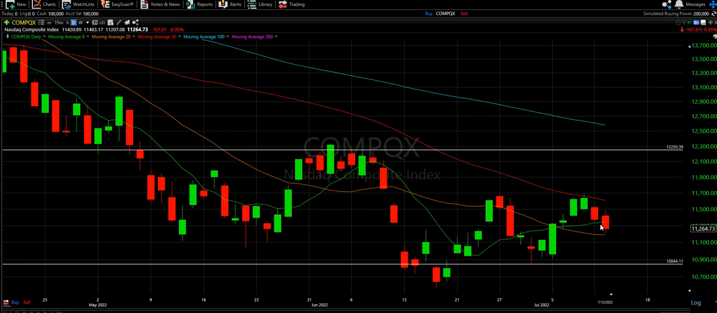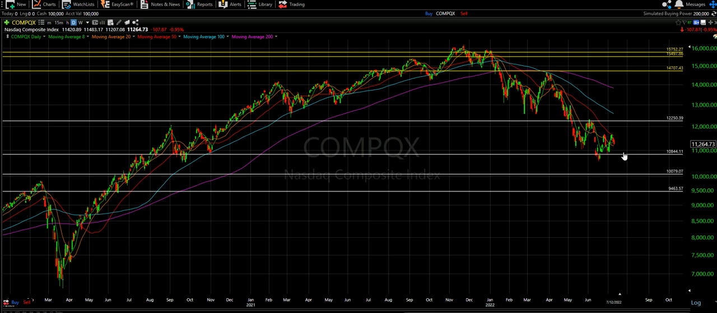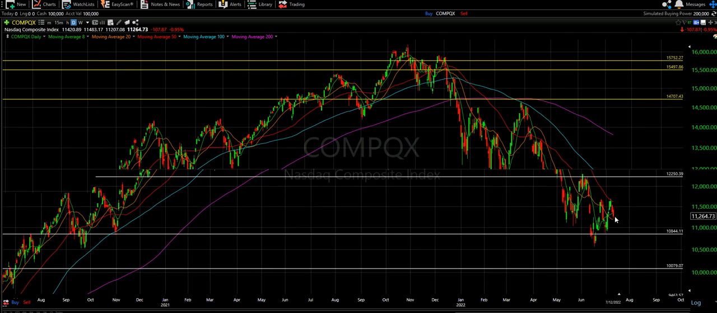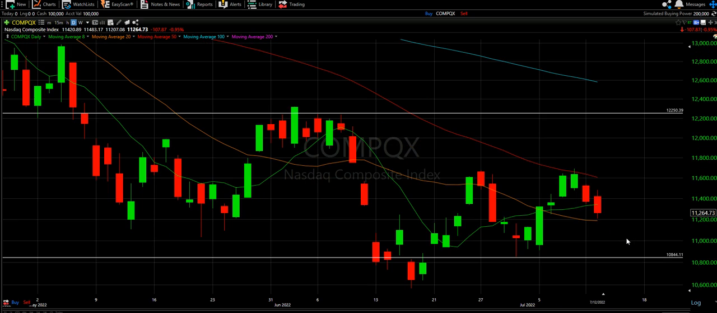But again, look, we might be back on the way to testing what I'm now calling our death line, right? We do not want to lose this line, because after that, I've got to zoom out just to even see it. It becomes a pretty hard fall from there, right? So yeah, we do not want to lose this 10.8.